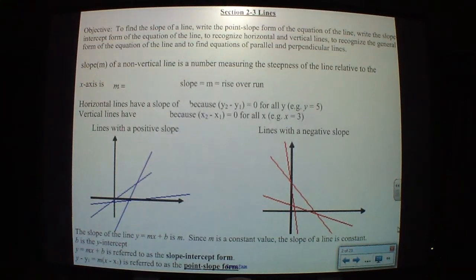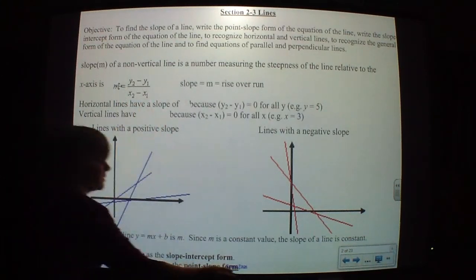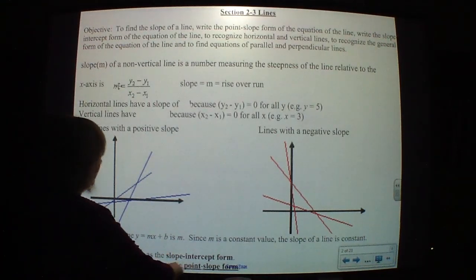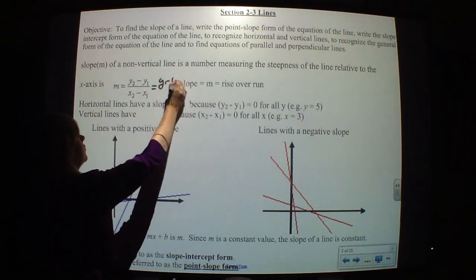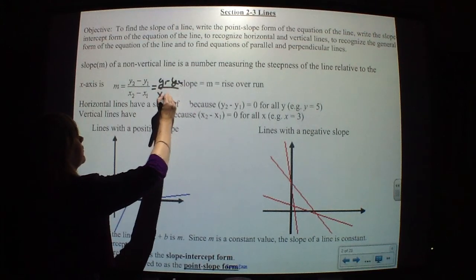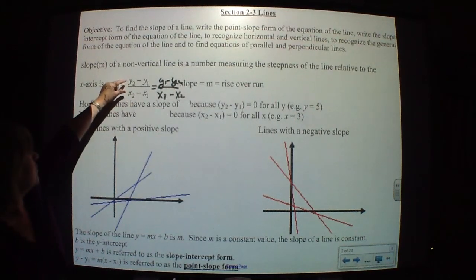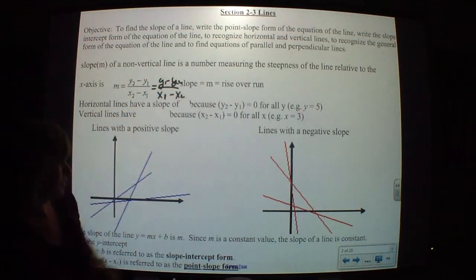The slope m of a non-vertical line is a measure of the steepness of the line relative to the x-axis, and it is defined as m is equal to the change in y over the change in x. So y sub 2 minus y sub 1 over x sub 2 minus x sub 1. And you could also do this, y sub 1 minus y sub 2 over x sub 1 minus x sub 2. The general thing is make sure that if you're starting with point 2, you're subtracting point 1. If you start with point 1, you subtract point 2.